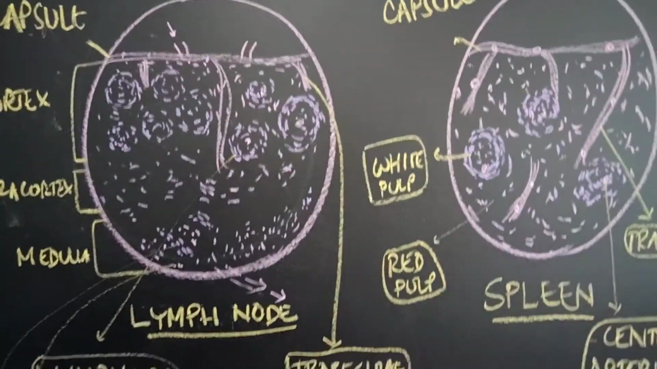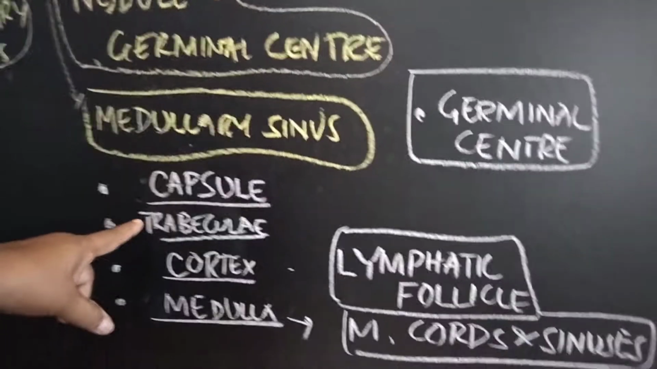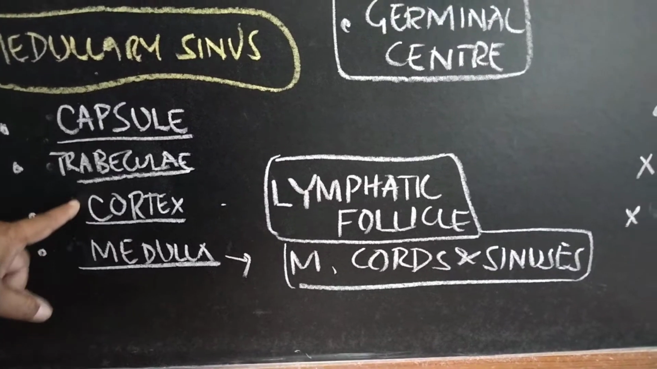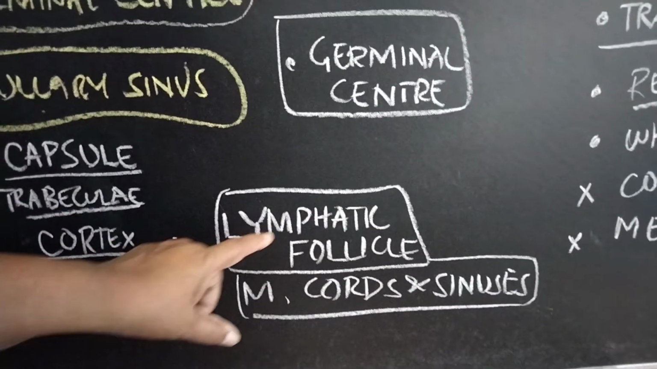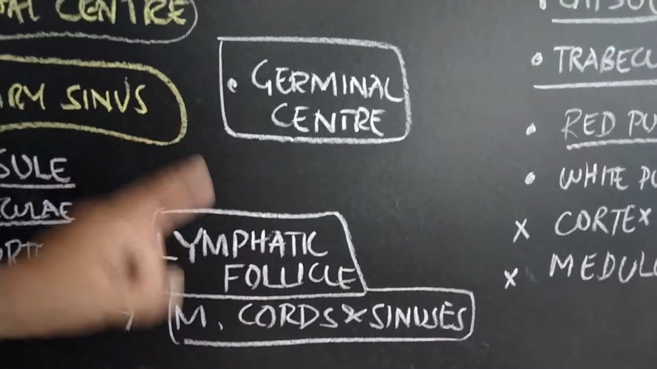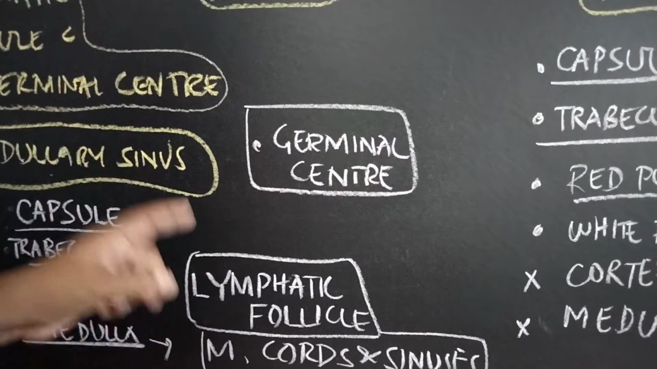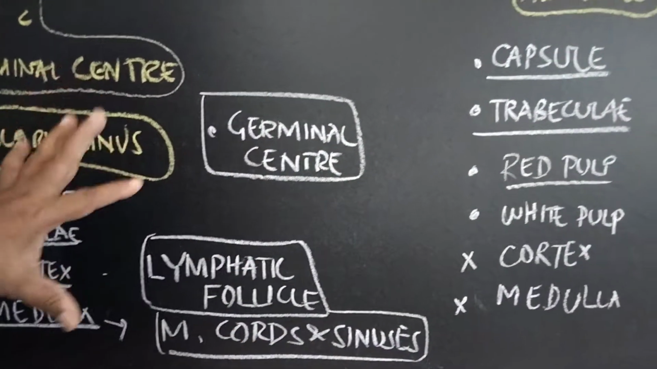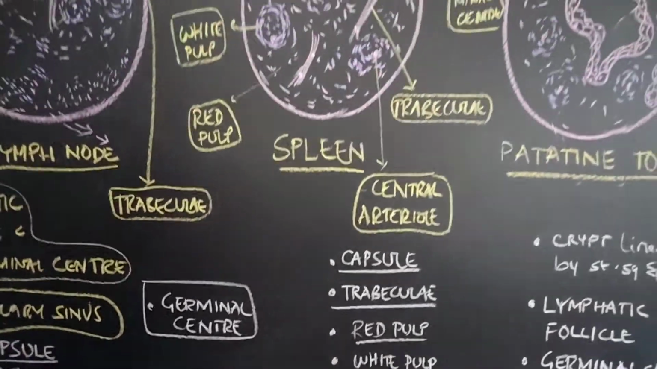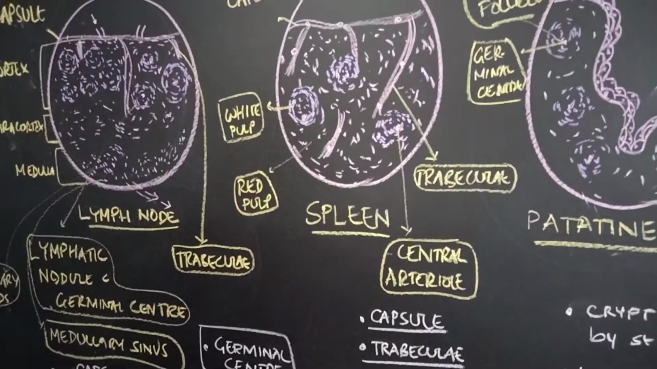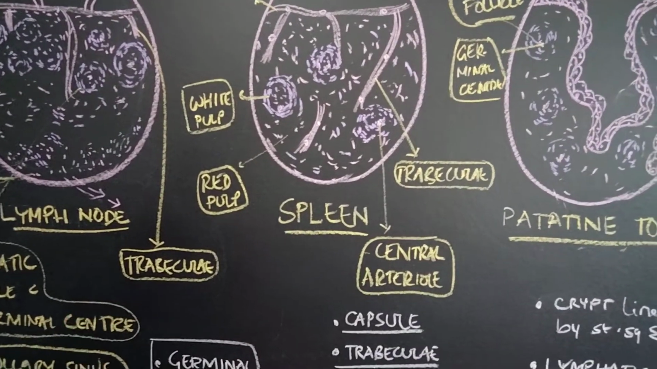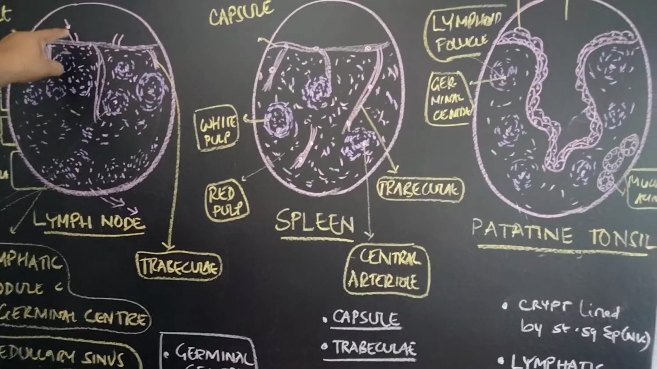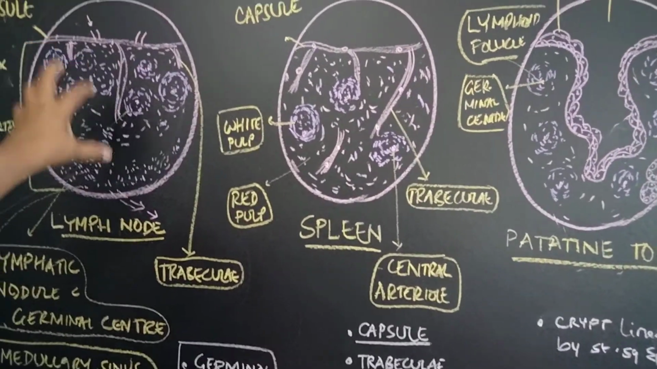So what are the features? Let us see. A capsule is present, trabeculae are present, cortex is present, medulla is present. In between cortex and medulla there is a paracortical zone. In the cortical zone the lymphatic follicles are present, which have the germinal center. This is very specific about the lymph node. Within the medulla it has the medullary cords and the medullary sinuses. Moreover, one more feature is that the afferent channel and the efferent channel are present in the lymph node.